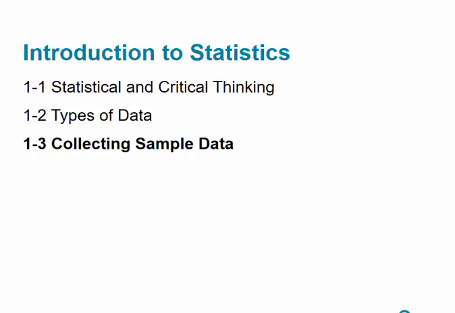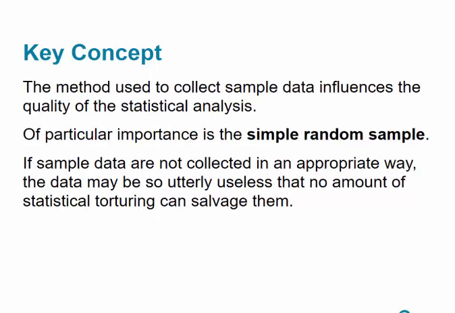So in section 1.3, we're going to be talking about collecting sample data. And so the key concept for this section is the method you use to collect sample data influences the quality of the statistical analysis. We talked about this a little bit in the previous videos. So of particular importance is always the simple random sample. If sample data are not collected in an appropriate way, then the data may be so utterly useless that no amount of statistical torturing can salvage them.